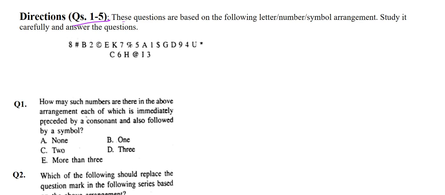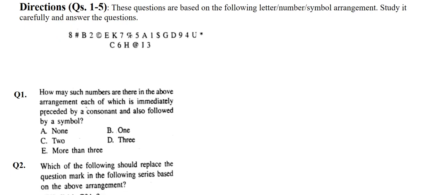It says these questions are based on the following letter, number, symbol arrangement. Study it carefully and answer the question. So here you can see we have an arrangement including letters, symbols, as well as numbers. We have a combination of all these three, combined to form a sequence. So let us begin with the first question.